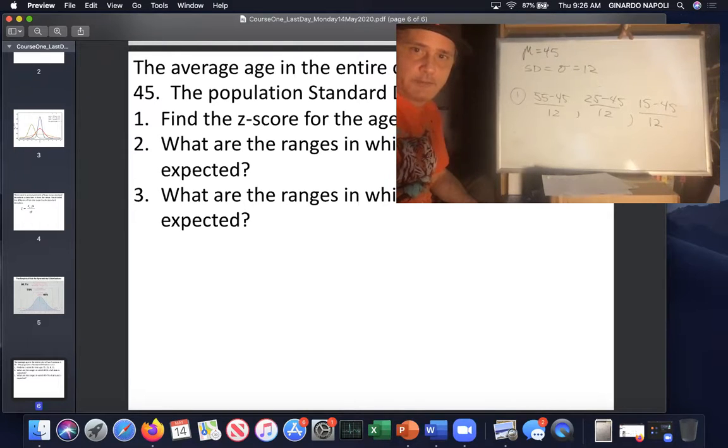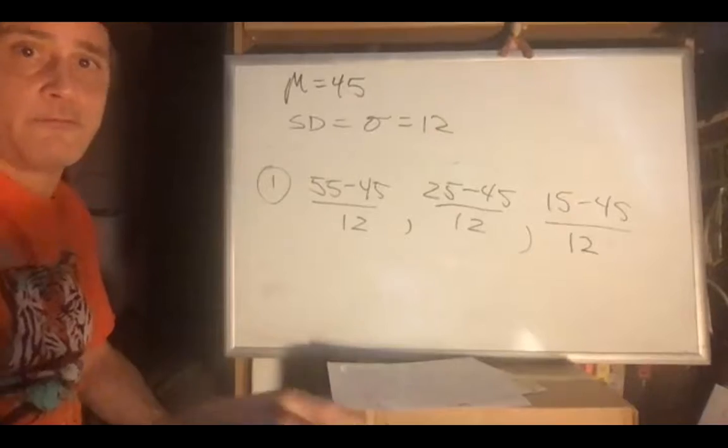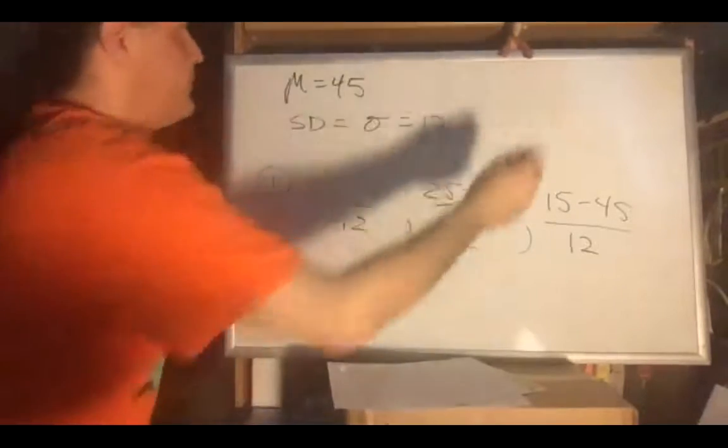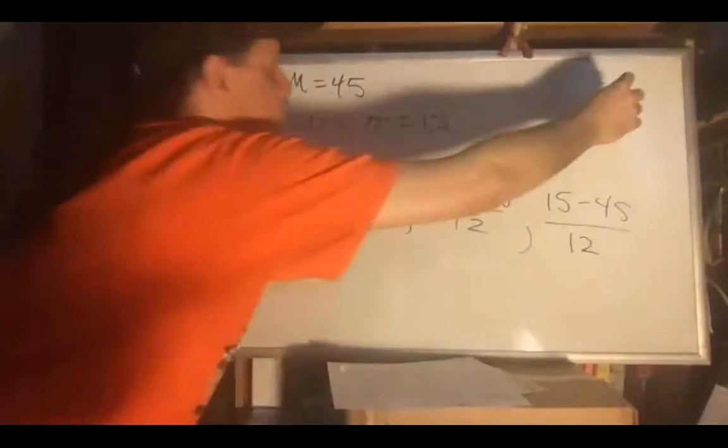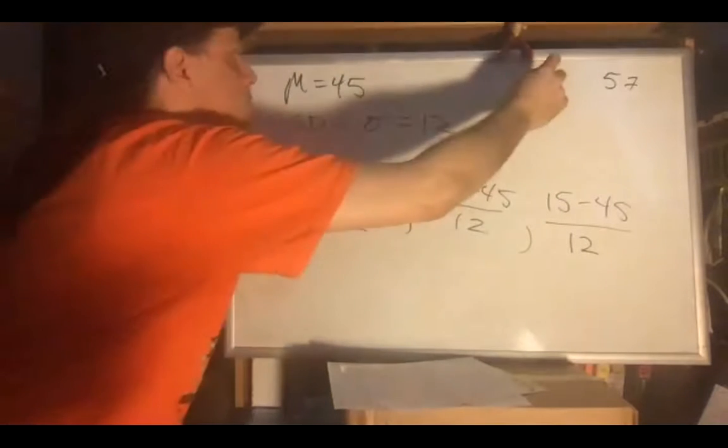Okay, and then the last topic here would be one standard deviation interval, which is 68%, and three standard deviation intervals, which is 99.7%. So this is where we're going to add one standard deviation of 12 to the mean of 45 and subtract. And we're going to add three standard deviations of 12 to the 45 and subtract. So for the 68%, add 45 and 12, 57. Subtract 45 and 12, 33.